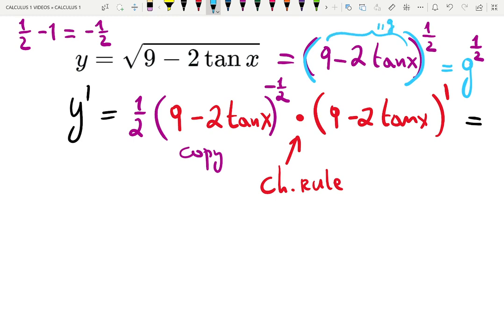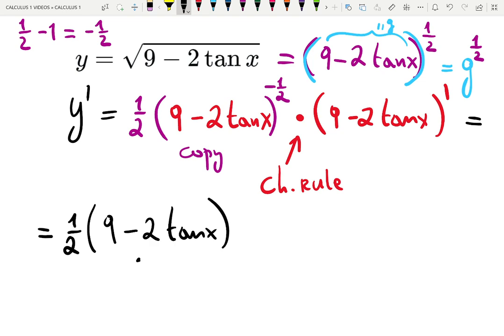Good, this is g. So we have 1/2, that was the result of the power rule. 9 minus 2 tangent x, that's the copy part. You copy the function inside because you cannot touch it yet until you finish the first step. Negative 1/2 was the result of the power rule. And now the chain rule says multiply by the derivative of the function inside.